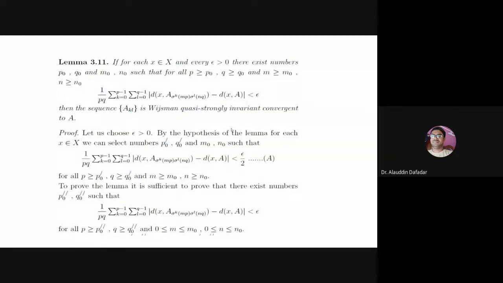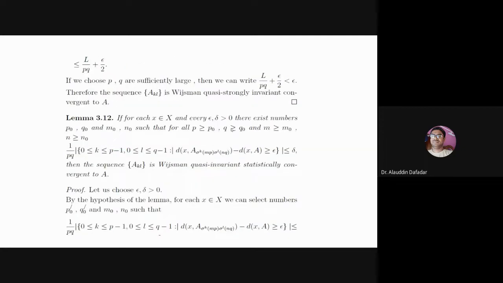Now we make a lemma. If for each x in X and for every epsilon greater than 0, there exist numbers P0, Q0, M0, N0 such that for all p greater than or equal to P0 and q greater than or equal to Q0, with m, n greater than or equal to M0, N0, the relations hold, d(x, A_{σ^k(m) p σ^l(n) q}) minus d(x, A) less than epsilon, then the double sequence of sets is Wijsman quasi strongly invariant convergent to A.